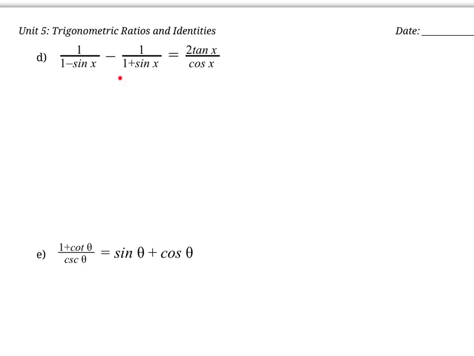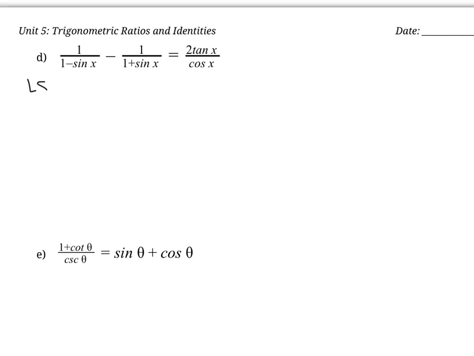I'm just taking a look at this one, and I notice that we've got two fractions that can be combined. So we can make common denominators and subtract the numerators. Also, on our right side here, we have a tan x that we could substitute for sine x over cos x. So whichever one you want to start with, go for it. Let's just start with the left side.